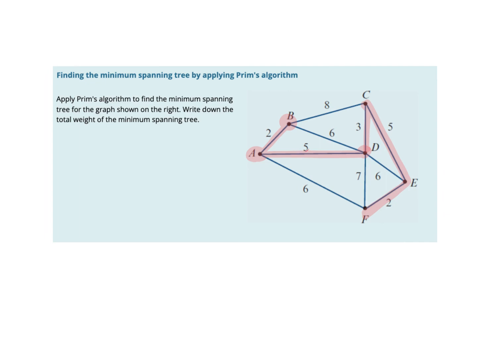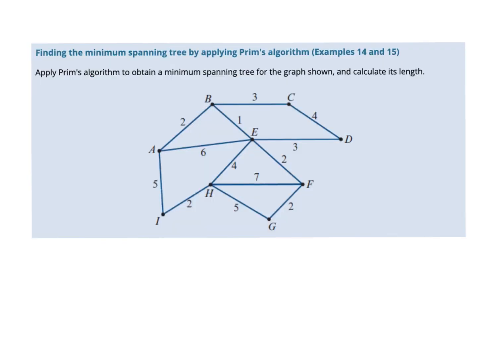Yep. So now it says write down the total weight of the minimum spanning tree. We're going to add up all those numbers. So it'll be 2 plus 5 plus 3 plus 5 plus 2, which is 17. Okay, so let's give this one a go.